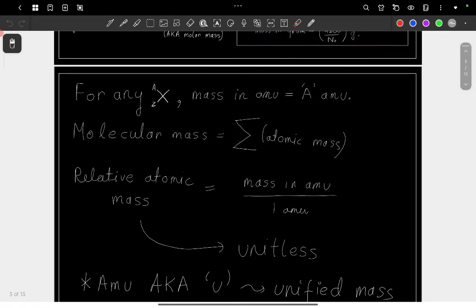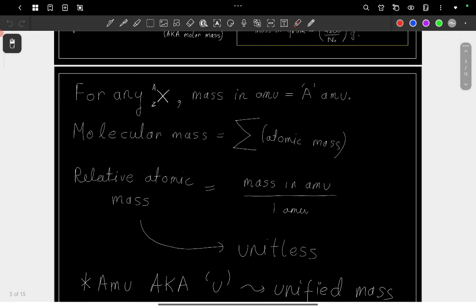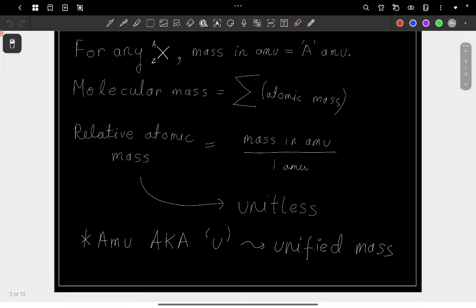Now, the molecular mass of a compound is simply the summation of atomic mass of all of its elements, and of course, this is multiplied by how many times that element occurs in the compound. For example, if we see C6H12O6, then we are going to add the mass of carbon 6 times and the mass of hydrogen 12 times, and so on.